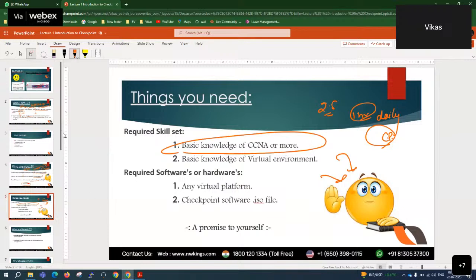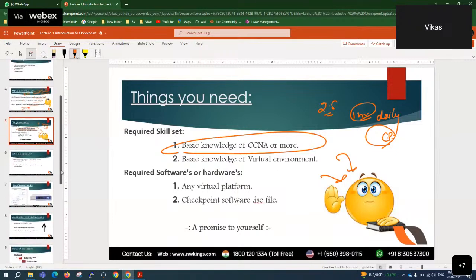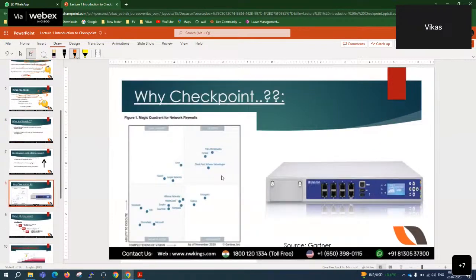Okay. Now, one more thing. I often get this question: okay, I understood that you are recommending Checkpoint as the first or primary firewall to learn if you want to start your career, and what exactly is this technology all about?